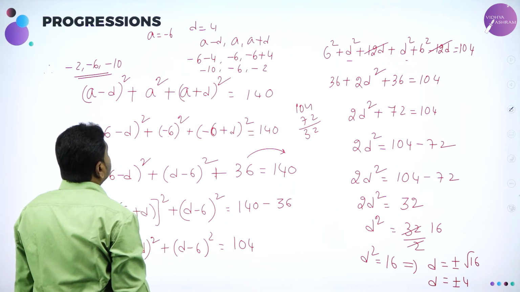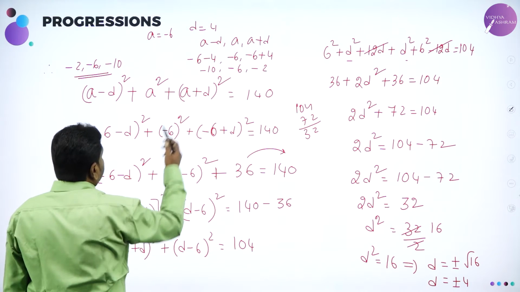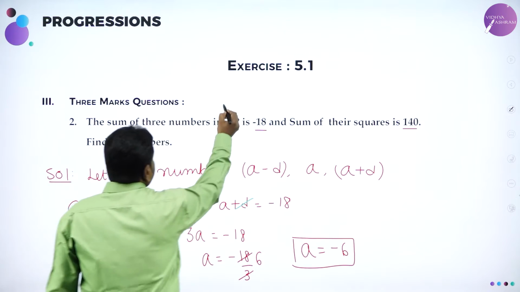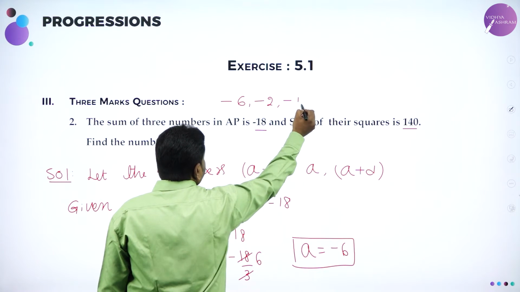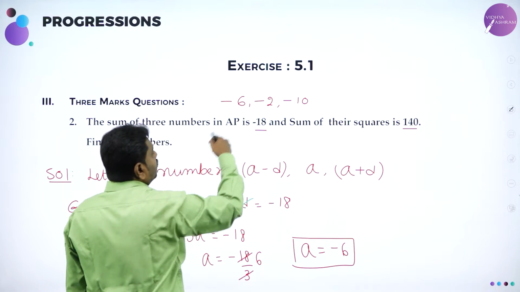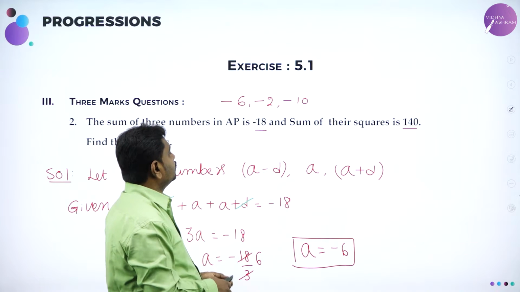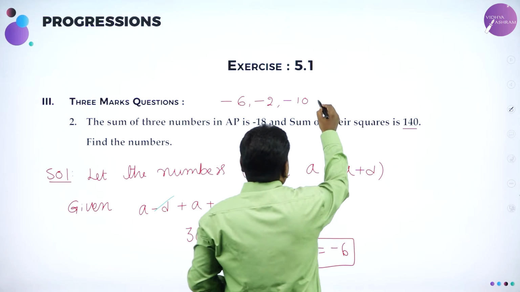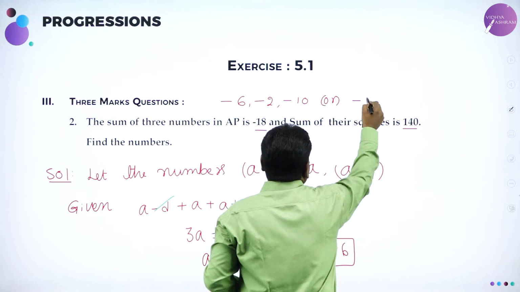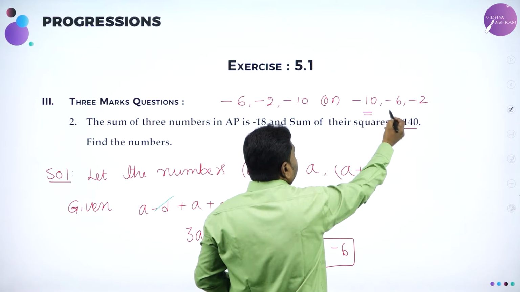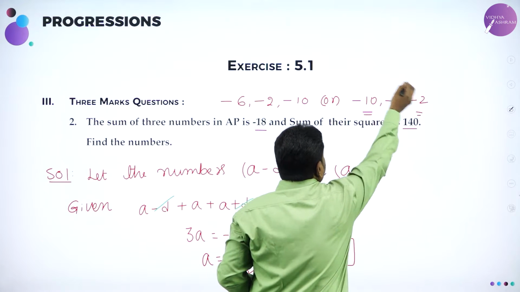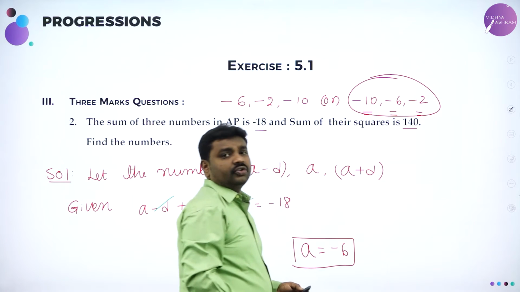So these are in AP. 3 numbers in AP: minus 10, minus 6, minus 2 we can write. So common difference is 4. You can write in reverse, that is smaller number to higher number. Start from minus 10, then minus 6, minus 2. Add 4: minus 10 plus 4 is minus 6, minus 6 plus 4 is minus 2. These are the numbers. I hope all of you understood this.